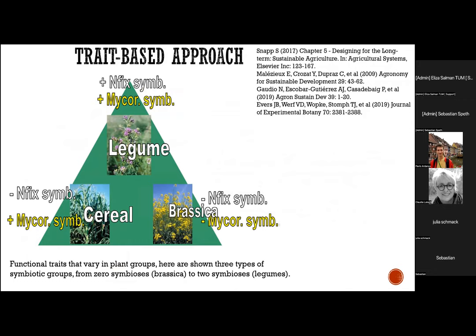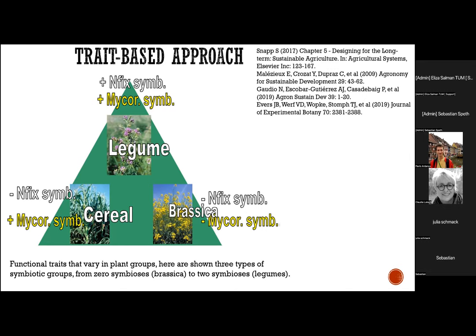Also, an easy conversion of this trait approach is grouping species to life forms. Here you can see three dominant groups of families of crops used in agriculture, and you can see that both legumes and cereals are mycorrhizal crops, meaning that the rotation or the intercropping can sustain mycorrhization in your soil, while brassicaceae are neither mycorrhizal nor nitrogen fixing crops, and they could even negatively affect mycorrhiza development.